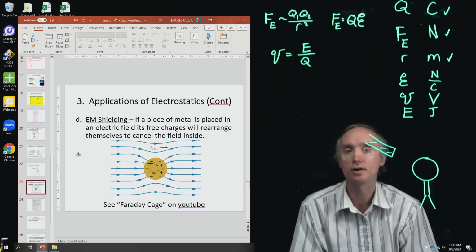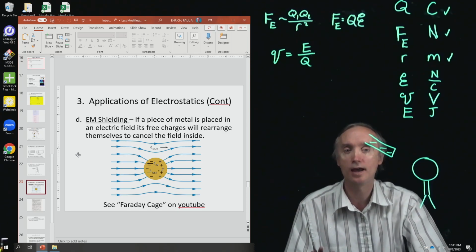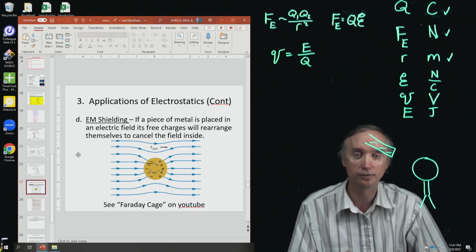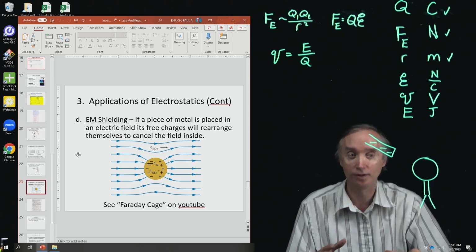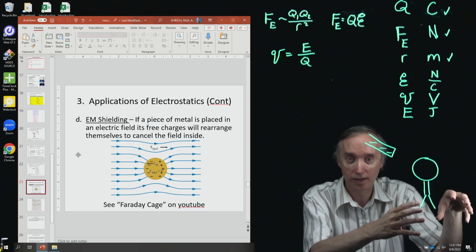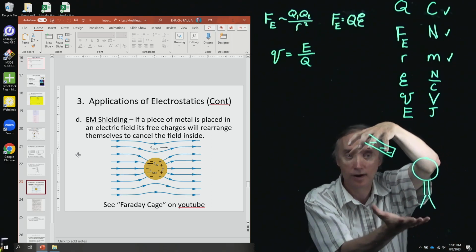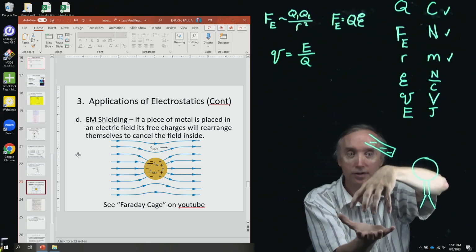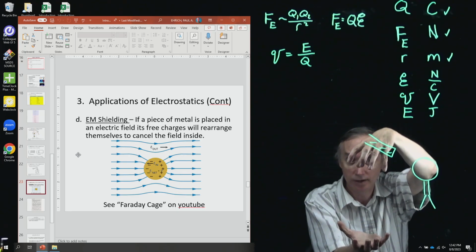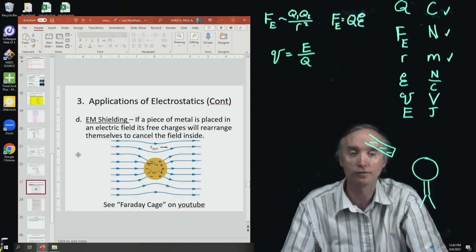Okay, and then we also talked about electromagnetic shielding. And so this is going to be, if you have a piece of metal, it only works with metal. So if you have a piece of metal and you put it in an external electric field, now remember, electric fields carry electricity. So with a lightning bolt, when you've got a cloud up here and the ground down here, it sets up a tremendous electric field in between. And then the air can break down, and the lightning bolt is going to follow that electric field line.